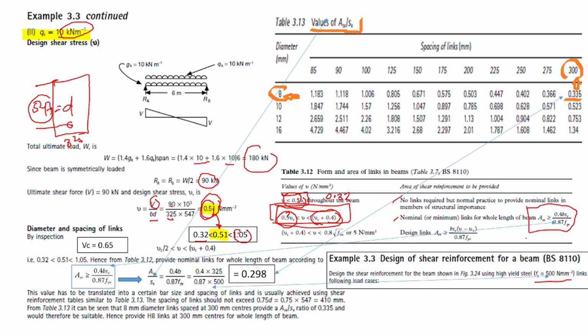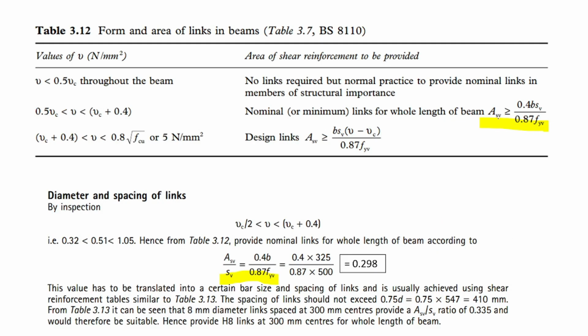Let us have this big screen. So this is it. We just have to get what is this ASV over SV. So meaning this SV, we put it down here. So the formula is just this one. So you have 0.4. B is the base or the width of the beam, 325. 0.87 fy, which is just either 500 or 250. So we calculated 0.298. Now how are we going to identify our stirrups?